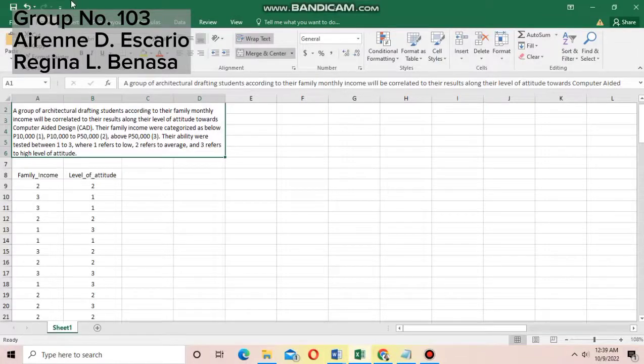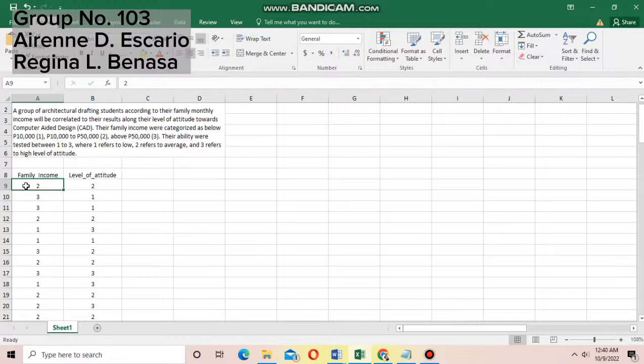A group of architectural drafting students, according to their family monthly income, will be correlated to the results along their level of attitude towards computer-aided design or CAD. Their family income was categorized as below 10,000, represented as 1, 10,000 to 50,000 pesos represented as 2, and above 50,000 pesos represented as 3. Their ability was tested between 1 to 3, where 1 refers to low, 2 refers to average, and 3 refers to high level of attitude.